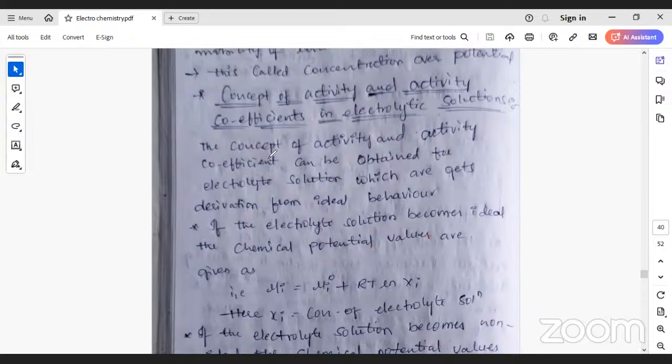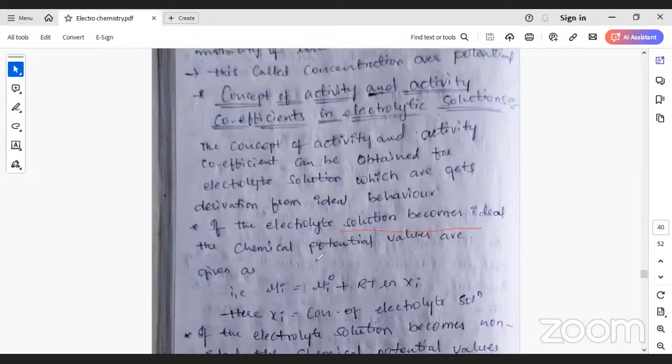As we know, this is mentioned in chemical cells with transference and without transference, and concentration cells with transference and without transference. There we utilize activity and activity coefficients. The concept of activity and activity coefficients is used for electrolyte solutions which deviate from ideal behavior. If it is an ideal solution, there is no need to go for activity and activity coefficients. When it is a non-ideal solution, that is, deviating from ideal behavior, then only we go for activity and activity coefficients.